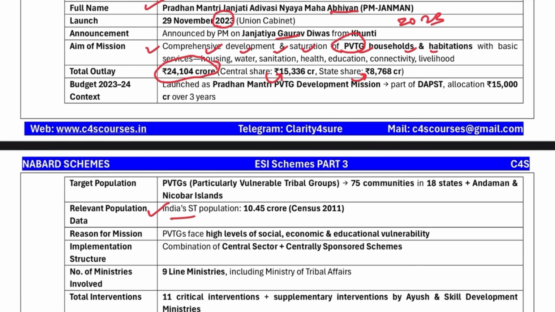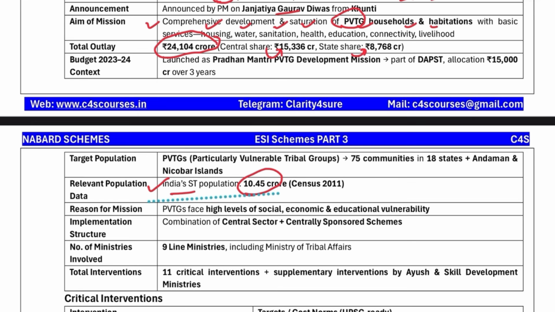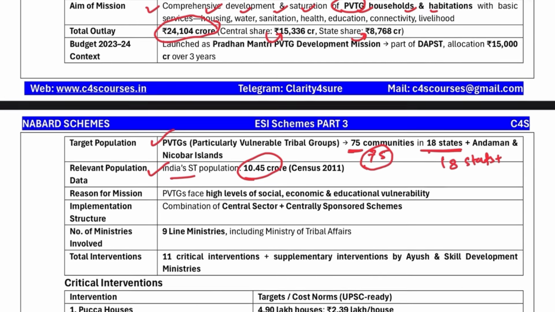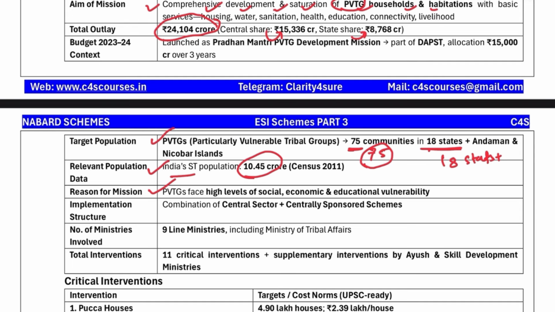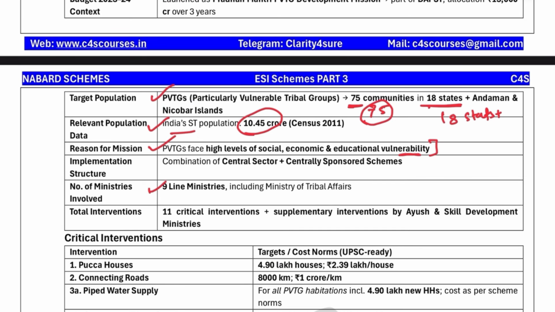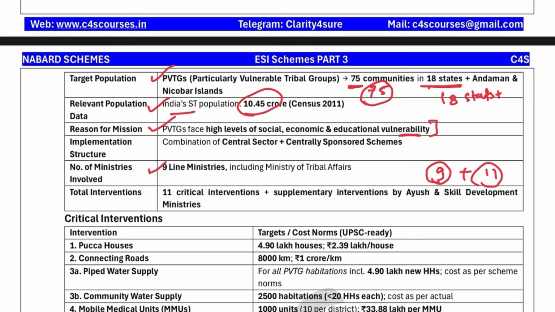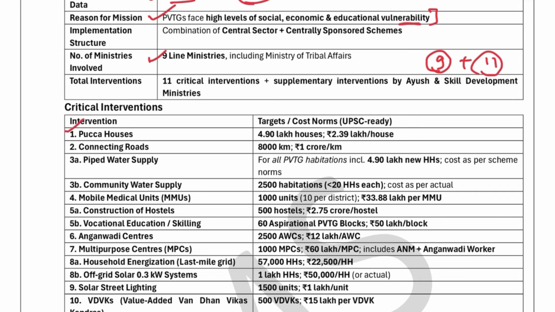What you have to remember is that India's ST population is around 10 crore according to Census 2011. In total we have 75 PVTG communities right now, which are in 18 states. This is also important, remember: 18 states plus the Andaman and Nicobar Islands. PVTGs are people with a high level of social, economic, and educational vulnerability among the STs. Here we are working with 9 line ministries and 11 critical interventions.